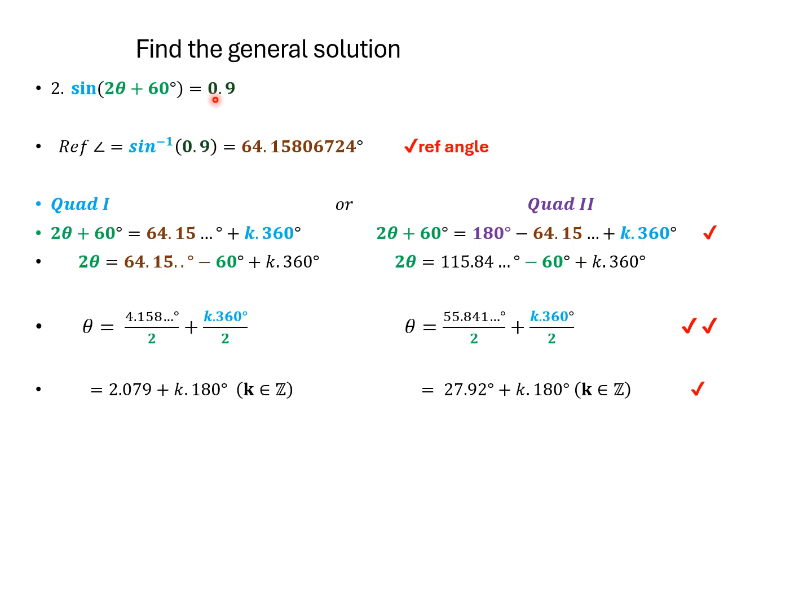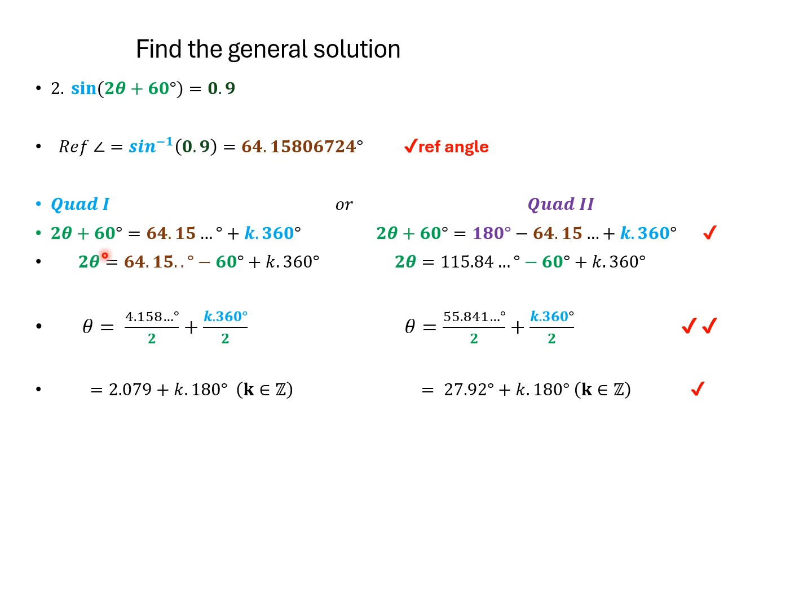Sine is given there as positive 0,9. So sine is positive in quadrant 1 and quadrant 2. So in quadrant 1, the angle I'm solving is 2 theta plus 60. Quadrant 1 is just the reference angle plus k times 360. Quadrant 2 is 180 minus the reference angle plus k times 360. 1 mark for creating those two equations.